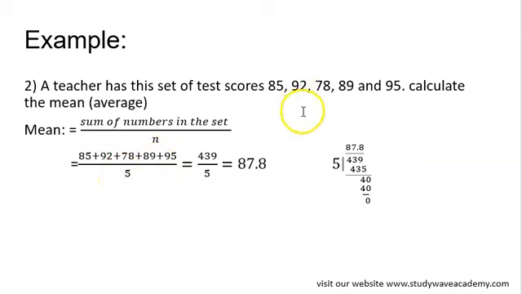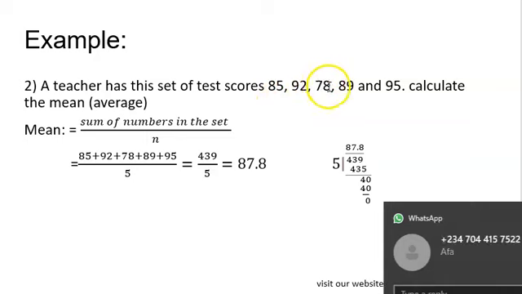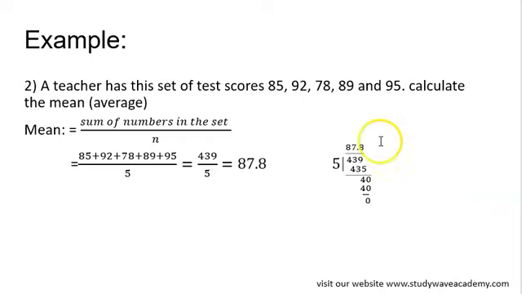And how many numbers do we have here? 1, 2, 3, 4, 5. We have 5 numbers. So it will be equal to, we add our numerators together, and what do we have? 439 over 5. Then what do we do next? We divide by using our long division method. And when we do that, we have our answer as 87.8. I hope we got the answer correctly.